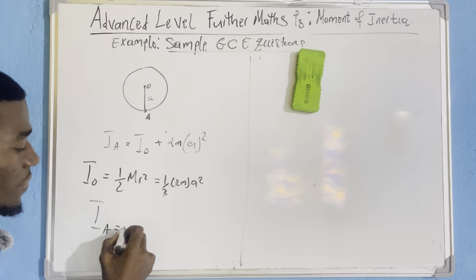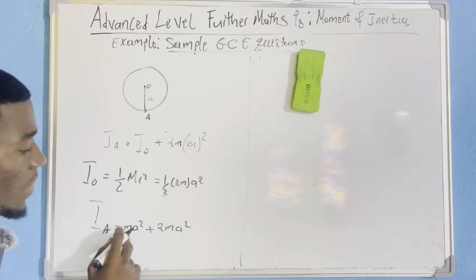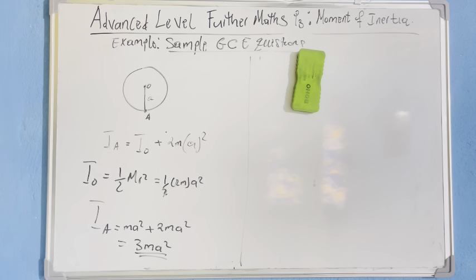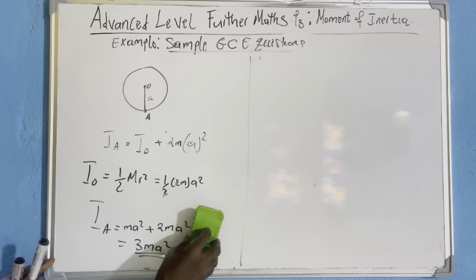I will have ma square plus 2ma square. So ma square plus 2ma square is how many? 3ma square. As simple as that, you have your proof. That was 2 marks. Then next part. Let us proceed to the next part.